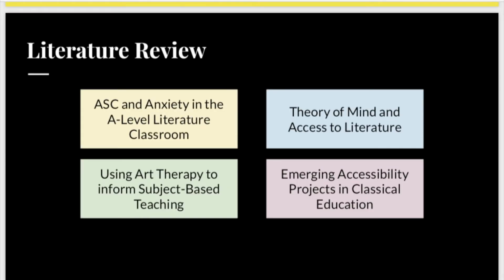I analysed the main themes that I wished to explore in this paper and discussed these through my literature review. I looked into the following four areas: autism spectrum condition and anxiety in the A-level literature classroom, theory of mind and access to literature, using arts therapy to inform subject-based teaching, and emerging accessibility projects in classical education.